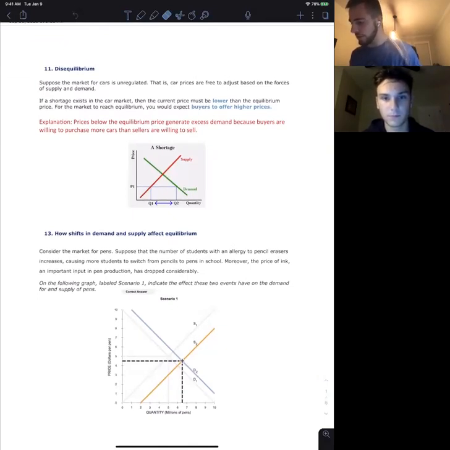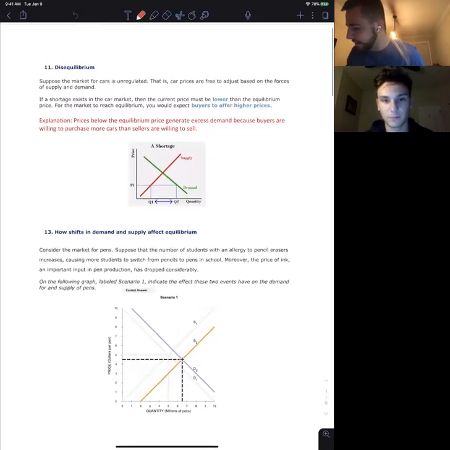For the markets to reach equilibrium, you would expect buyers to offer higher prices. A good example of a shortage would be the shortage of toilet paper at the beginning of the pandemic. So imagine it's a free and unregulated market. The demand was so high. So as you can see here, the quantity demanded is this Q2.